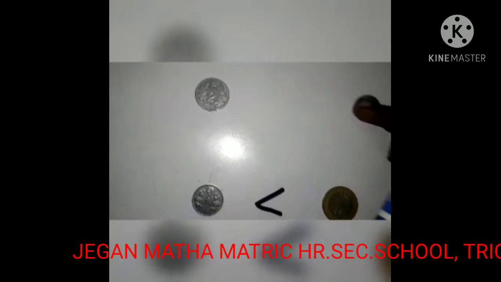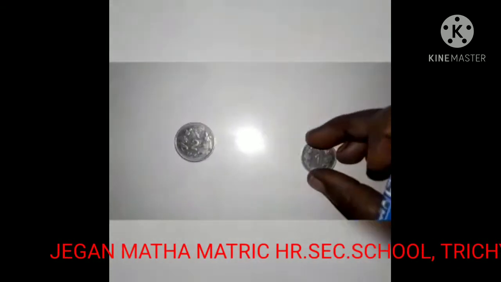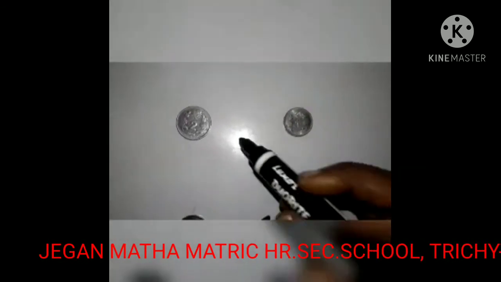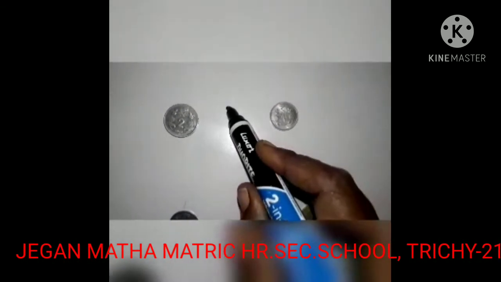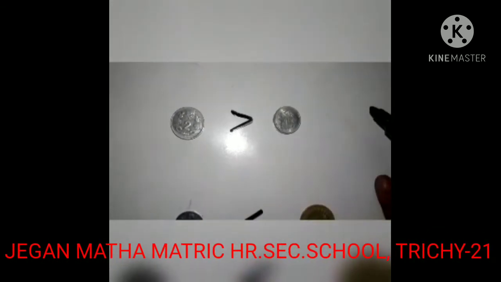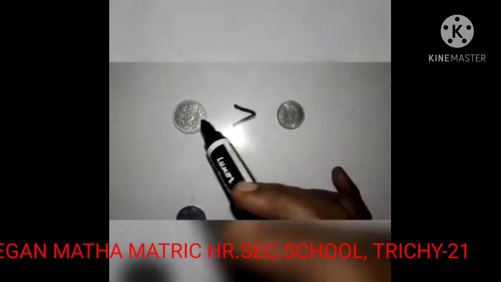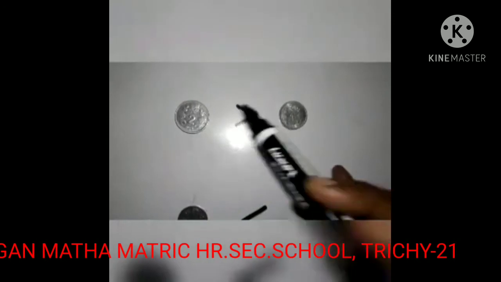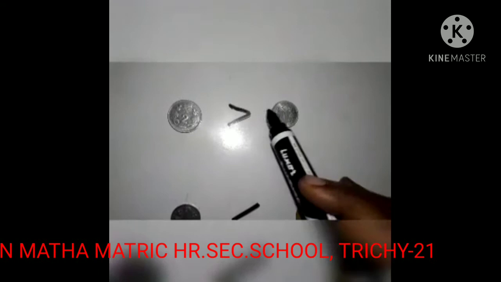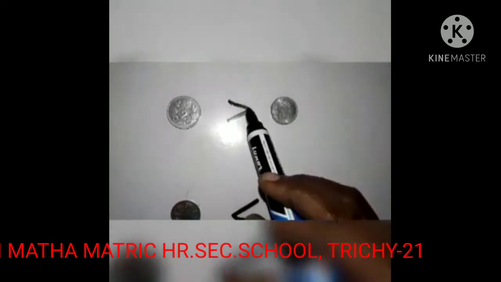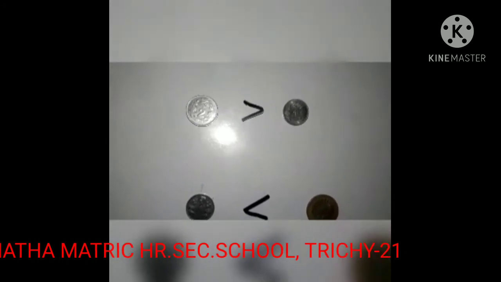Okay kids, next one. 2 rupee coin, here 1 rupee coin. Which one is big? Of course this side, no? So greater than sign. Which sign must come here? Greater than sign. 2 rupee is the big number compared to this one. So this one is big. So greater than sign must come here. Okay kids, have you understood?